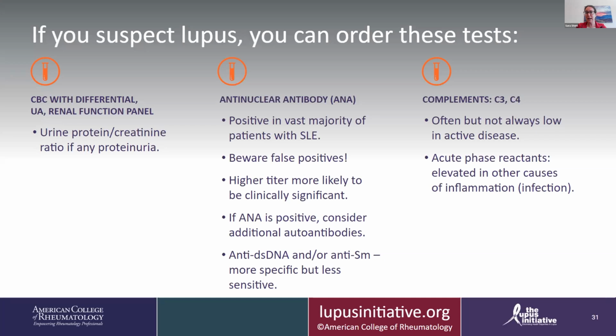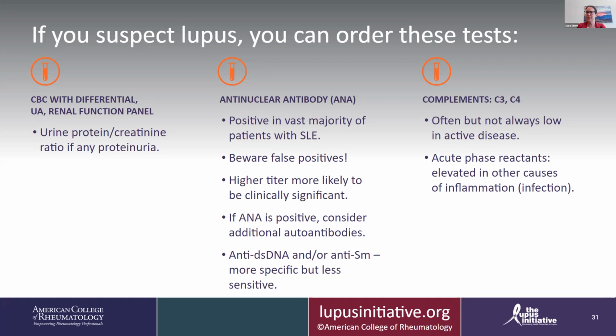If there's proteinuria and it's a teenager, then you might need to do a first morning void because teenagers can have idiopathic proteinuria. We talked about the ANA, beware of the false positives. If it's positive, you want to go with the more specific tests, which are less sensitive. So you don't even have to have a double-stranded DNA or a Smith to have lupus, but most patients have another antibody, but not everybody.